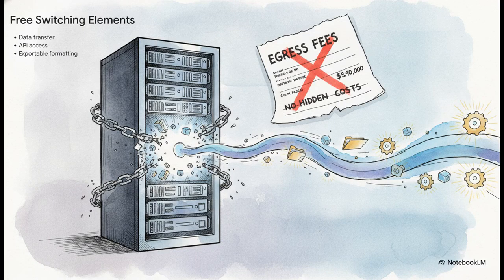Under this framework, providers cannot hold your data hostage. During the switching process, critical elements must be provided free of charge or at the absolute most strictly at cost where permissible. This covers the actual data transfer, access to the APIs needed to facilitate that transfer, and formatting your data into an exportable format. So, no more exorbitant hidden egress fees acting as a ransom just to get your own data back.